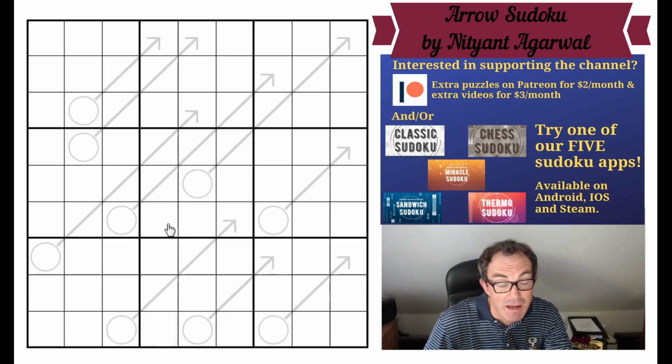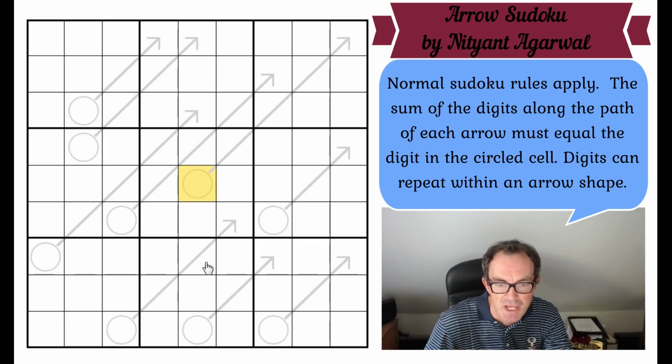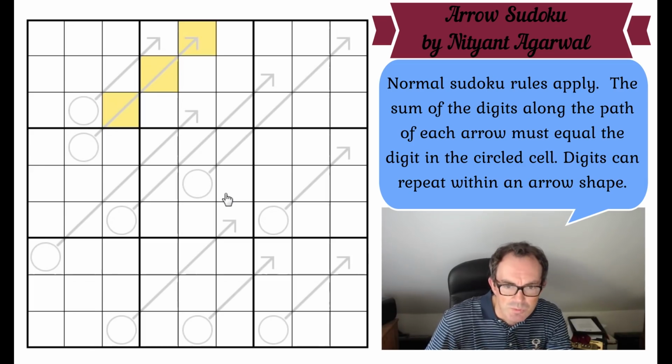The rules of arrow Sudoku are incredibly simple. All we need to do is make sure that the circled cell is the sum of the digits along the arrow. So this square here has to be the sum of those 4. This one would have to be the sum of those 3, etc. And it is absolutely extraordinary that this has a unique solution.